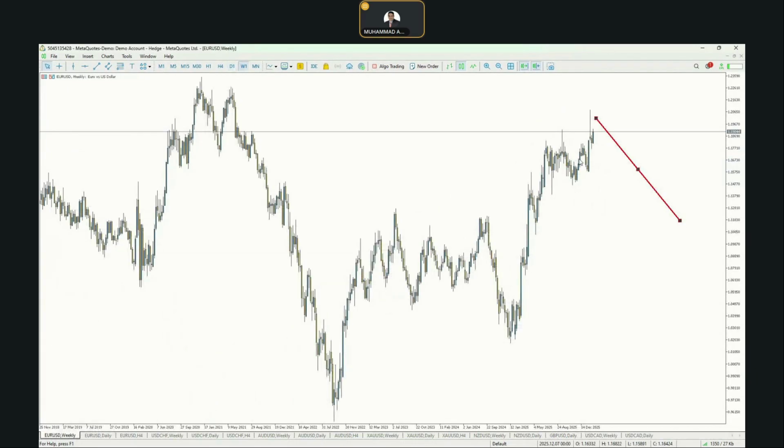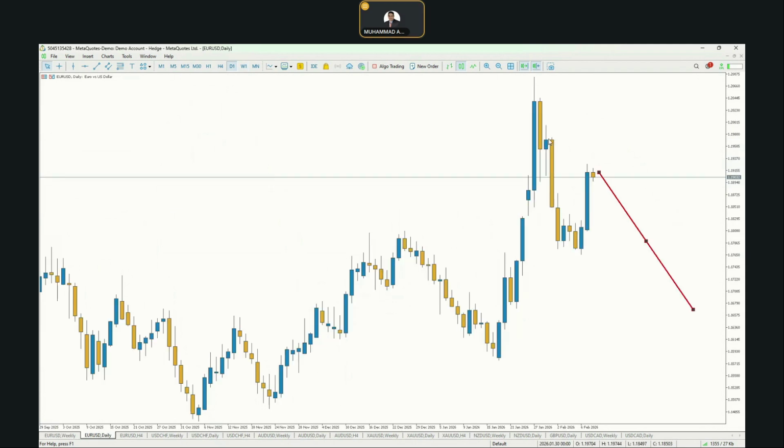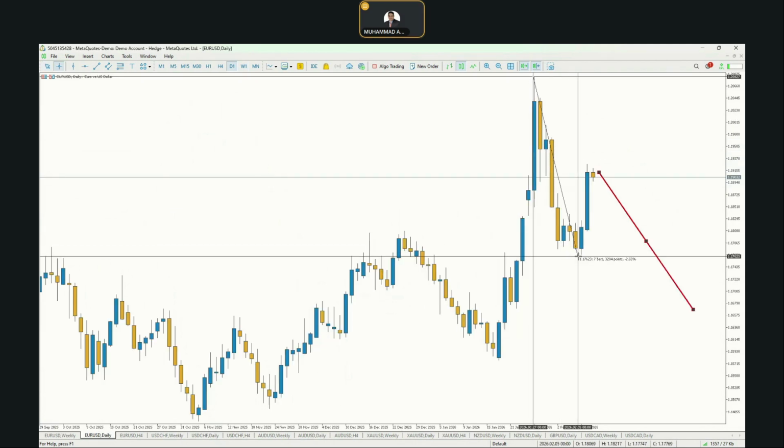Okay, Euro USD, like I've said before, it seems to me Euro dollar is trying to print a top over here. We got this long spike inside weekly time frame. And regarding the daily time frame, Euro dollar actually dropped over here.